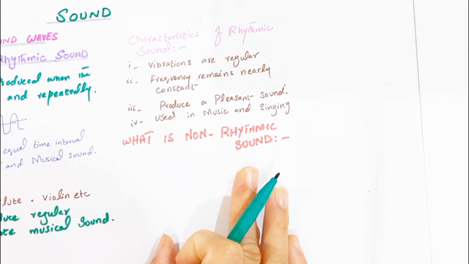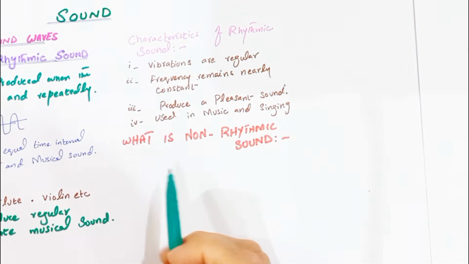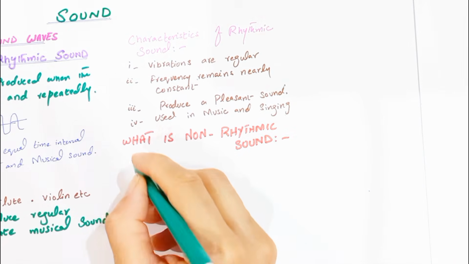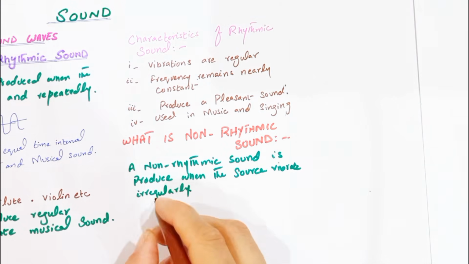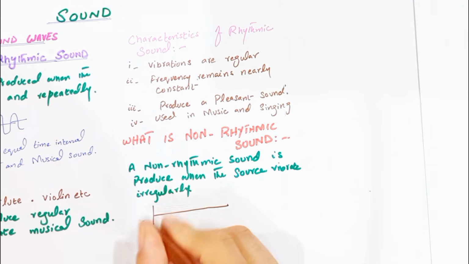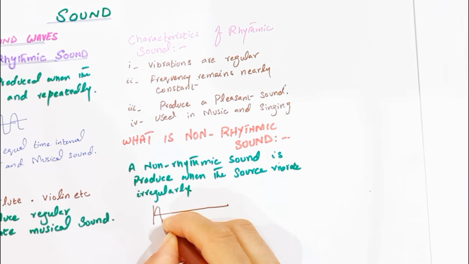What is the non-rhythmic sound? A non-rhythmic sound is produced when the source vibrates irregularly. Here we write it. A non-rhythmic sound is produced when the source vibrates irregularly. What does it mean to vibrate irregularly? Here we draw the graph of the non-rhythmic sound, that is like that.